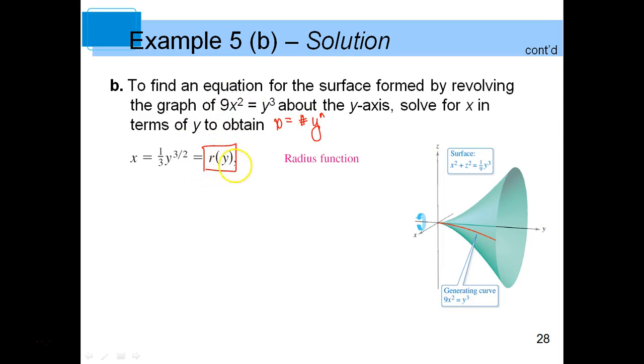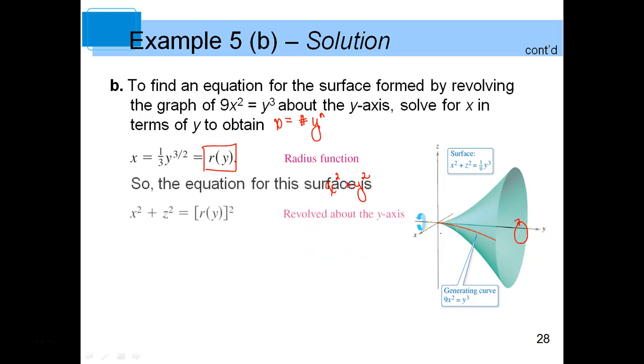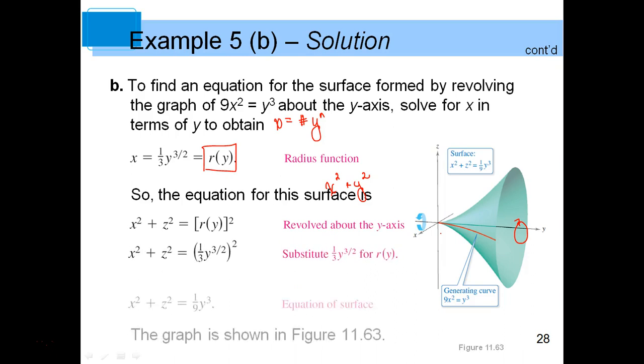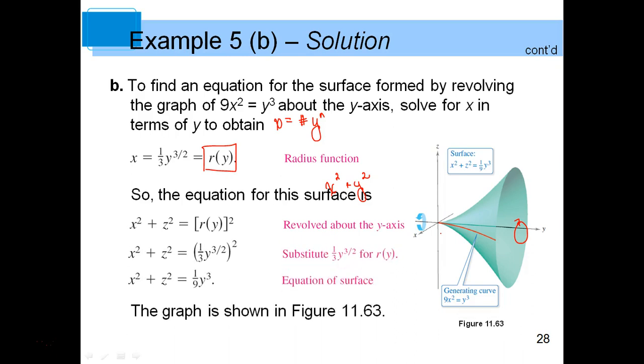And if there's y here, then I know that my other one has to be x squared plus y squared, because we're revolving around the y. So there's my circle. I'll plug in the 1/3 y to the 3/2 and square it. And there's the equation of the surface. So it's not really all that bad.